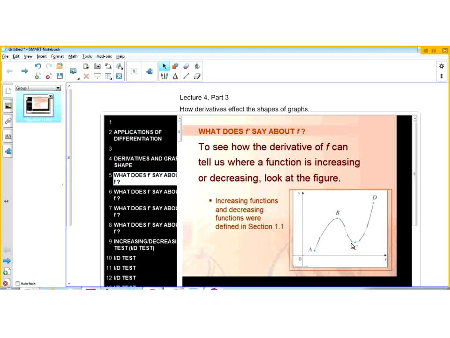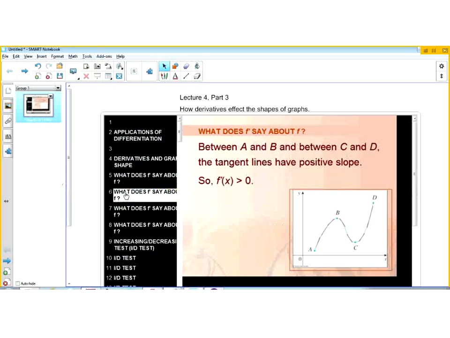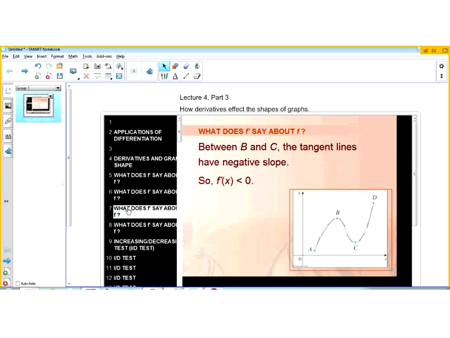From b to c, we have a decreasing function, so the slopes of the tangent lines from b to c are less than 0. At c, we have a transition point from decreasing to increasing, and the slope of the tangent line at x equals c is 0. Then from c to d, we transition back to an increasing function where the slopes of the tangent lines are positive. How many times have we said that? Probably more than we care to. And so forth.